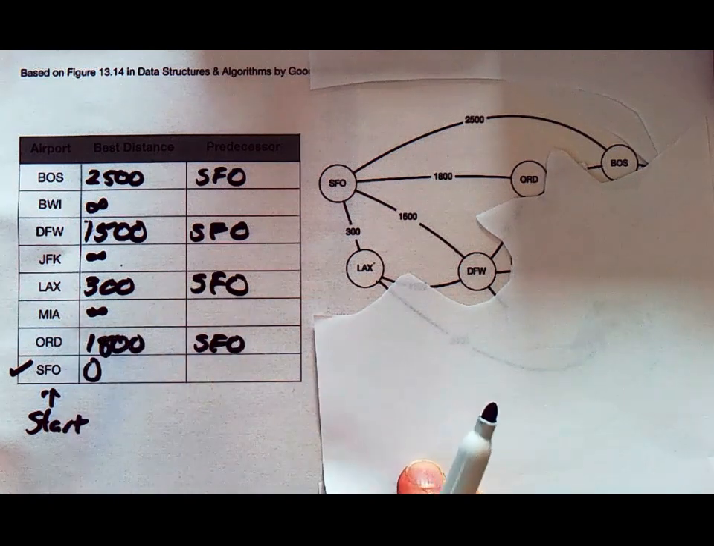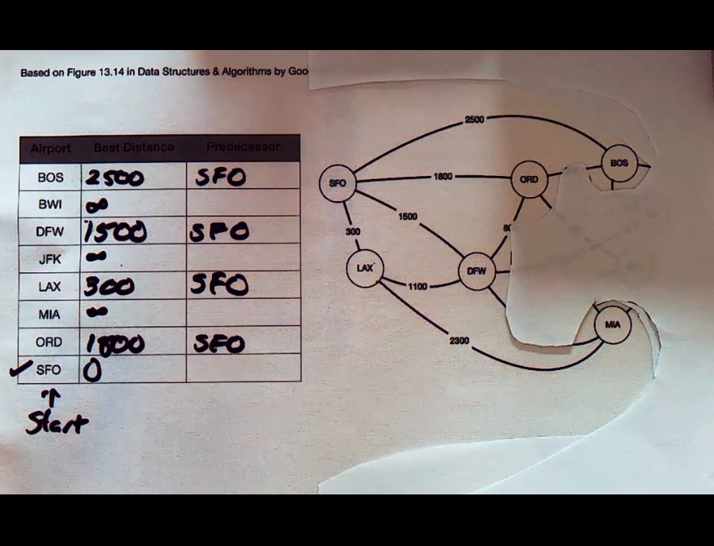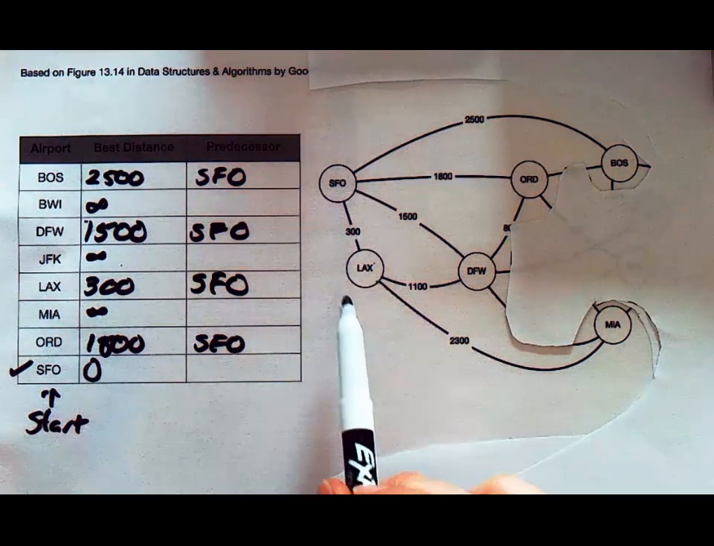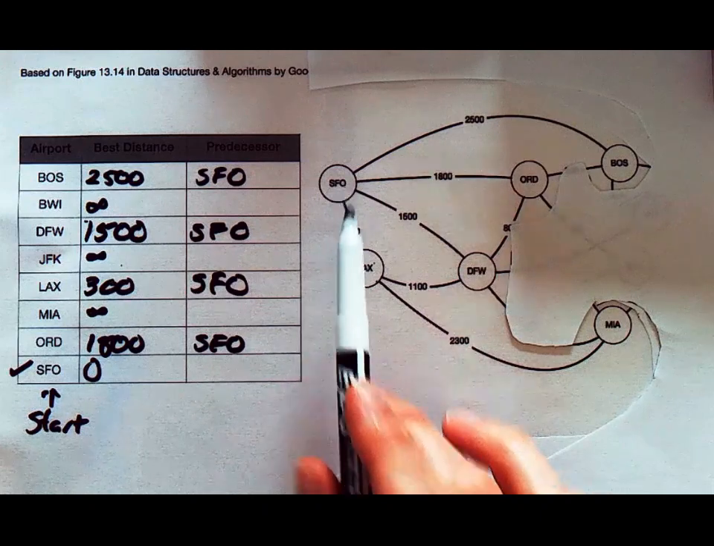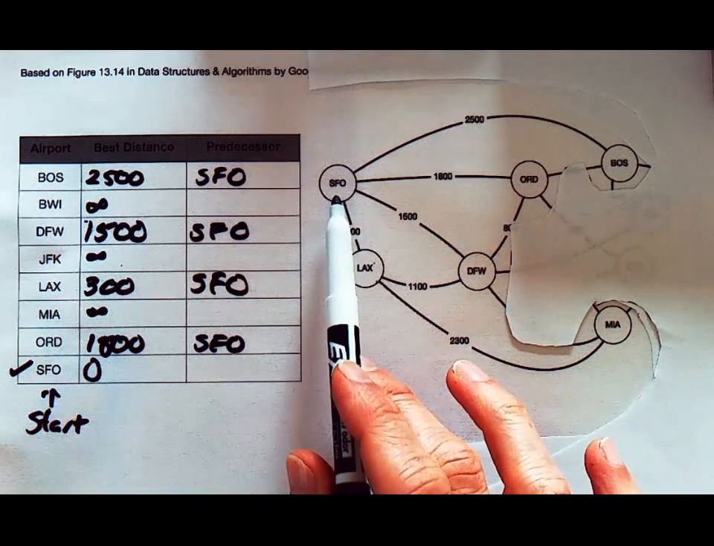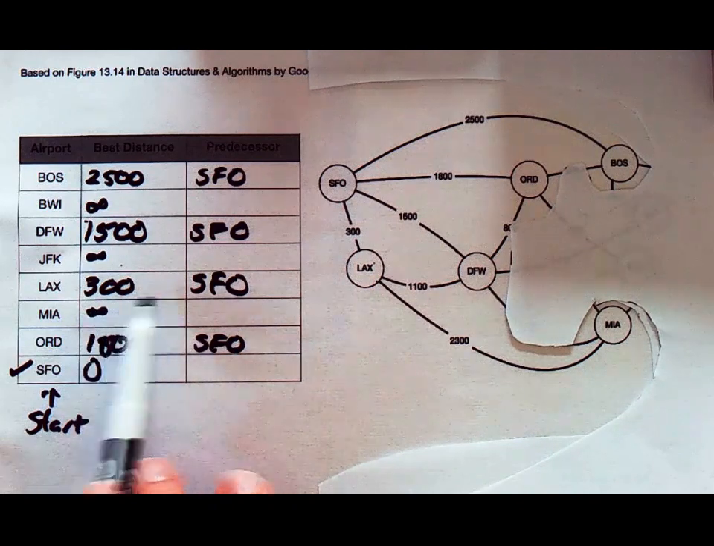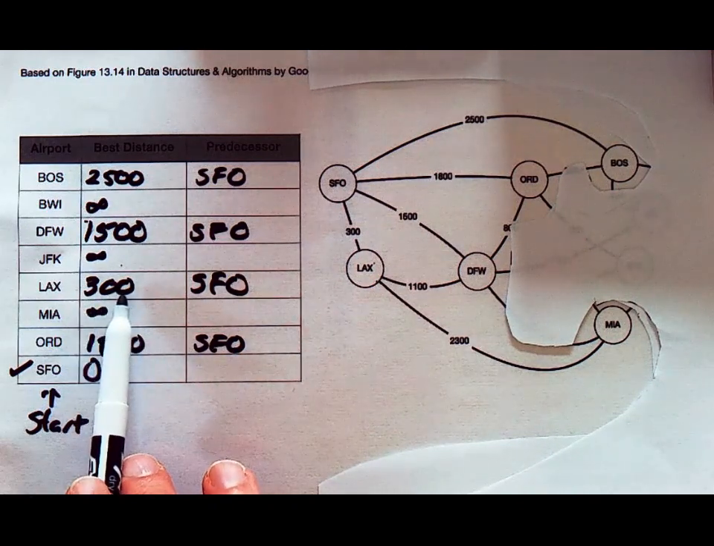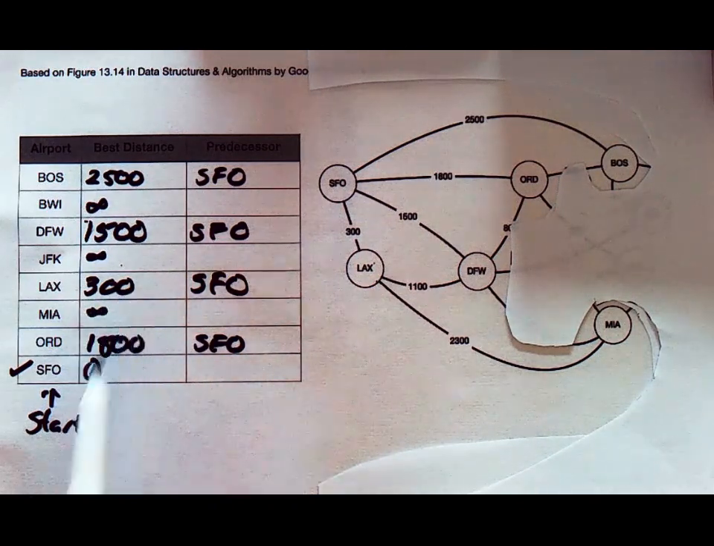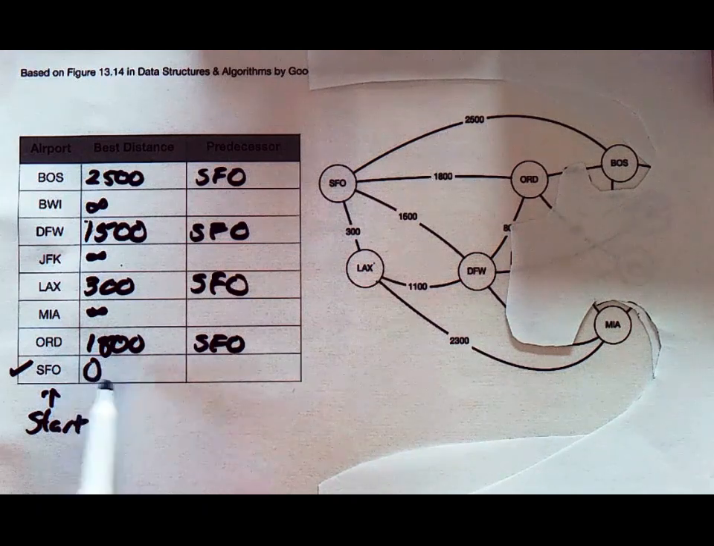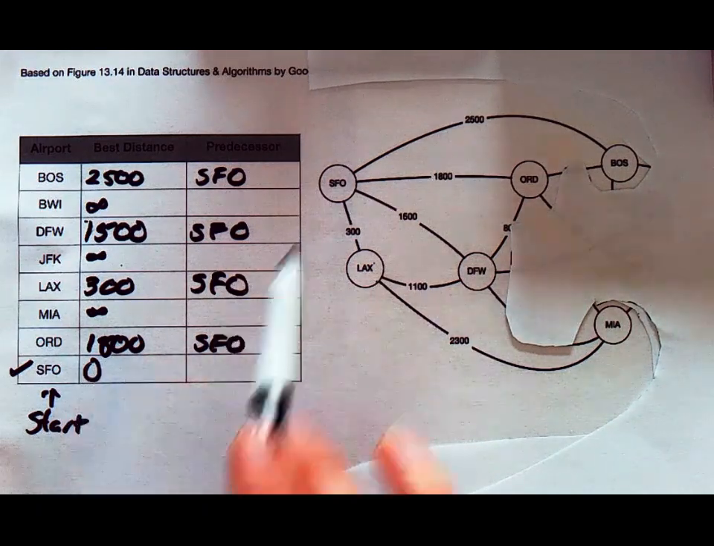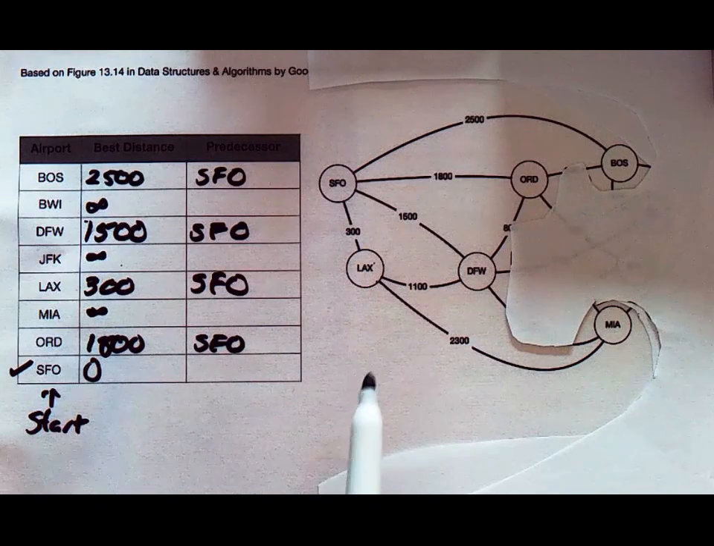So let's go ahead and look at the outgoing edges from LA. We'll just look at them one at a time. So I could go from LA back to San Francisco. That would add another 300 miles. So our total would be 300 to get to LA, and then 300 to get back to San Francisco. That'd be a total of 600. That's not any better than what we've already found. So let's look at the other edges.